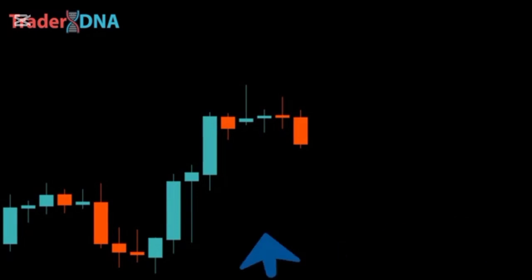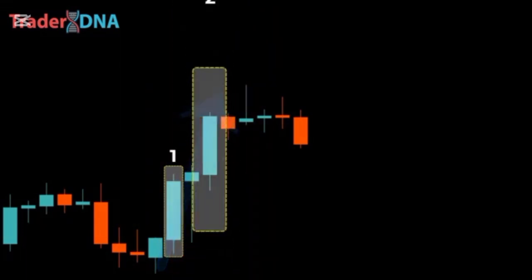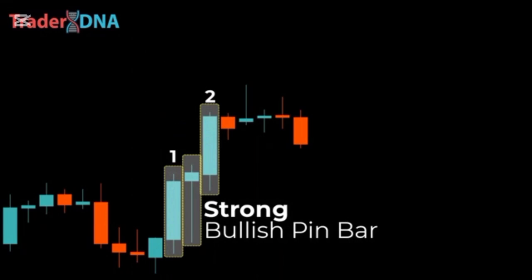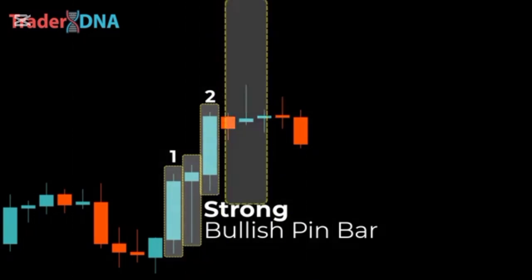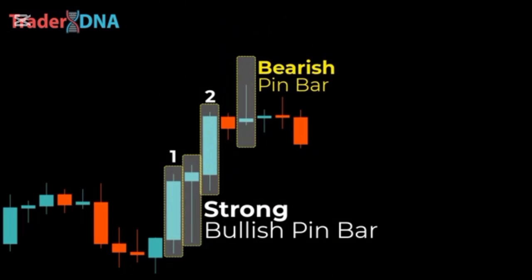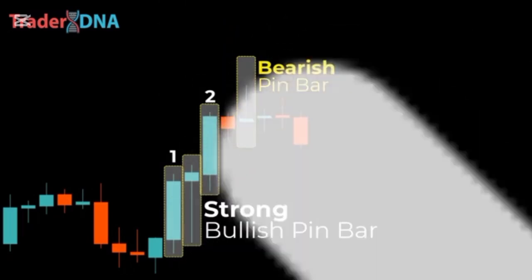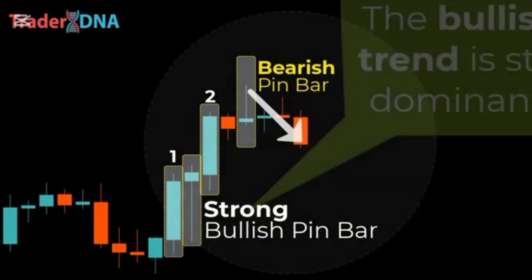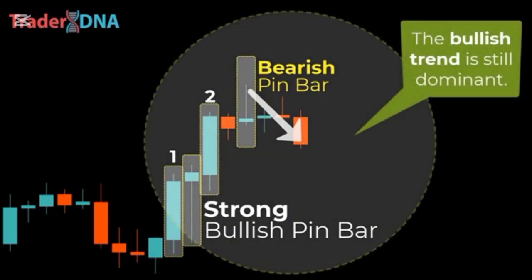It's crystal clear. The market is in a strong bullish trend. You can see two powerful bullish candles followed by a strong bullish pin bar. This is a textbook sign that buyers are fully in control. Then something interesting happens. A bearish pin bar appears, leading into a pullback. But here's what's crucial. The price doesn't drop significantly. Instead, the pullback is weak, confirming that the bullish trend is still dominant. The bears tried to push the price down, but they simply didn't have enough strength.